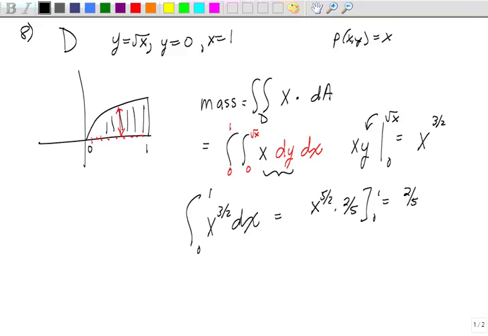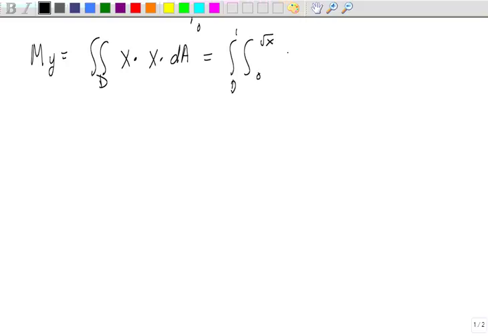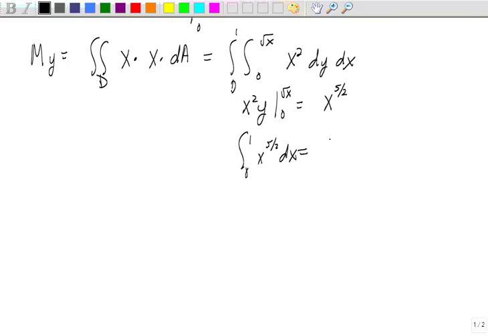Now the moment my is the integral of x times the density function times dA. Okay, so we're just going to go again from 0 to 1, the limits are the same, of x squared dy dx. So that's going to be x squared y. 0 to square root of x is x to the 5/2. Then I'm going to integrate that with respect to x, which is x to the 7/2 times 2/7, which is 2/7.